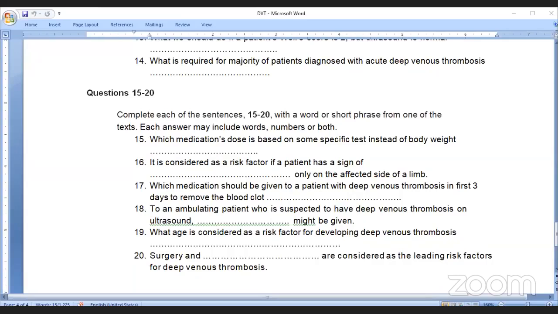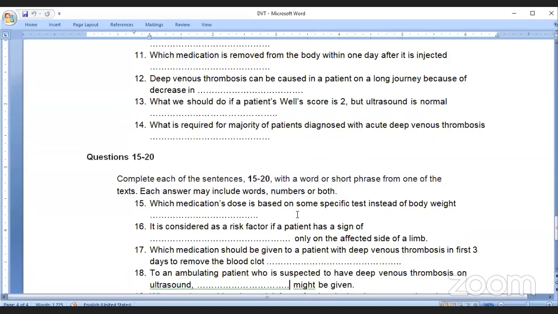Okay, in which text should you find the answer? Guys on Facebook, please write your suggestions, okay? In text D, let us copy the question.